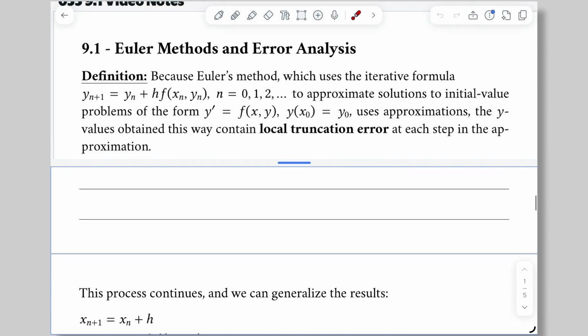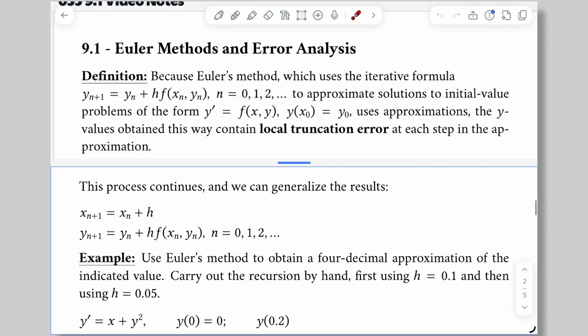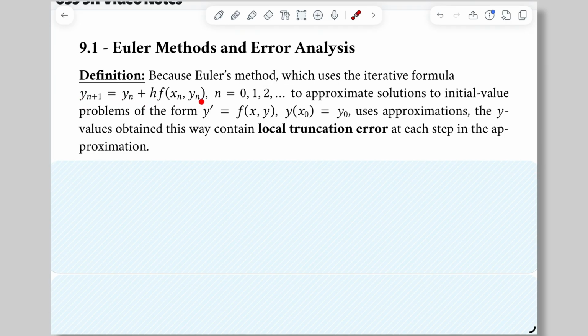And this led to an iterative formula where an x value was a previous x value plus a step size, and a y value was a previous y value plus that step size times a slope. The method was recursive because a new y value depended on a previous y value. Now, because that iterative formula uses approximations, the y values that we get this way contain what we call local truncation error at every step when we're finding the approximation.